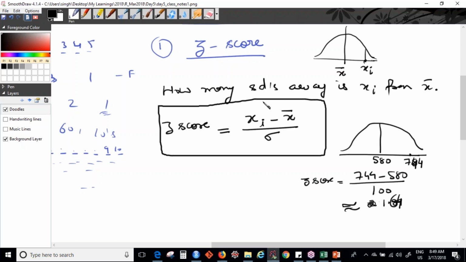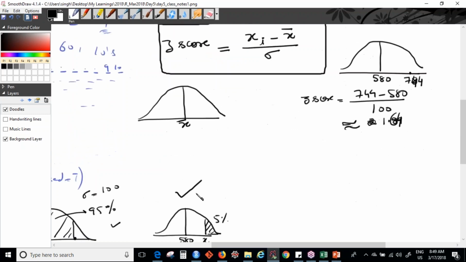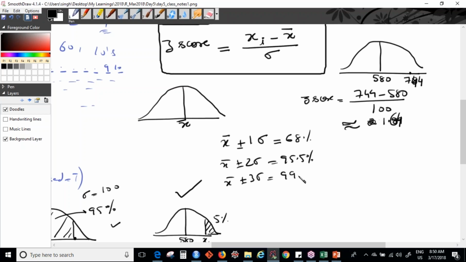So now why is z-score so important? Because based on your z-score you can identify how far are you from your mean. Okay, in a normal distribution, for example, if this is your mean, so we have already seen that if you go one standard deviation away, you get around 68% of your population. If you go 2 standard deviation away, you get around 95.5%. If you go 3 standard deviations away, you get around 99.7% of your population.